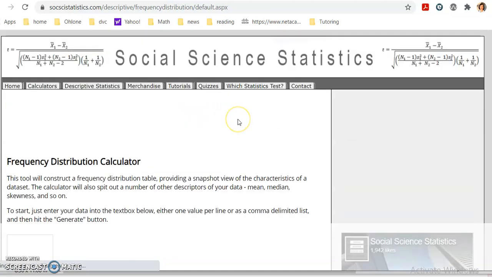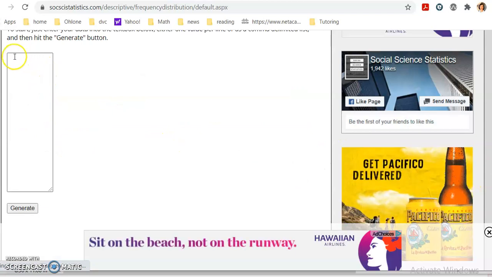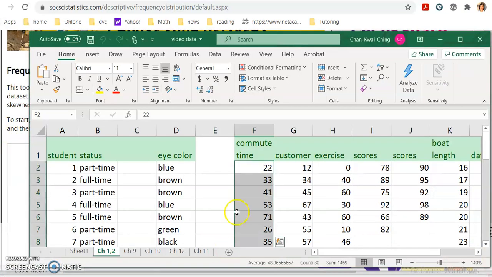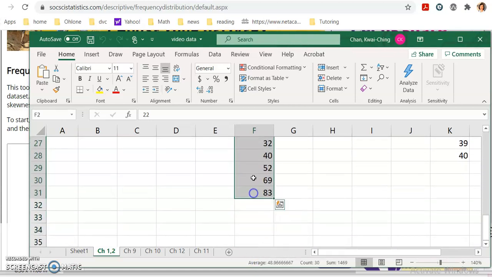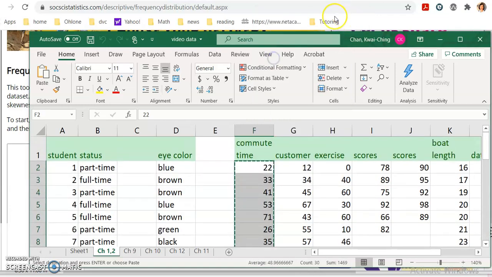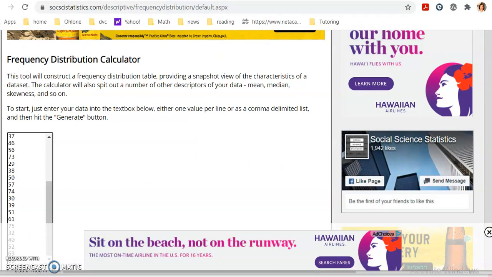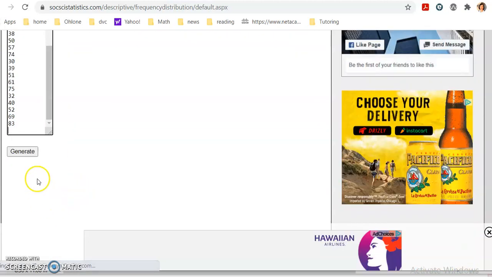The bad thing about this calculator is there are a lot of ads. So you have to copy your data over here. I typed the data in a column, and if you don't want to, you can enter it one by one. But I pre-input it into a column so I can copy it easily. Control V. You can see that it's one data point per line, 20, okay. And then what you do is you click generate.